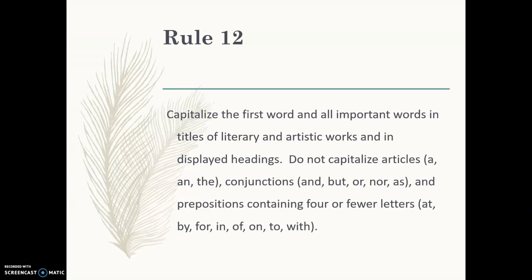Rule 12. Capitalize the first word and all important words in titles of literary and artistic works and in displayed headings. Do not capitalize articles, which are a, an, and the, conjunctions, which are and, but, or, nor, or as, and prepositions containing 4 or fewer letters. Some examples are at, for, by, in, of, on, to, and with.